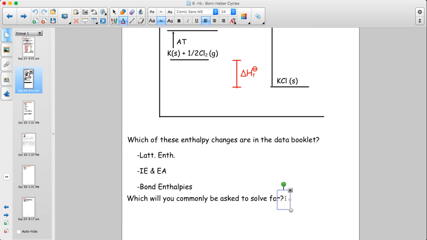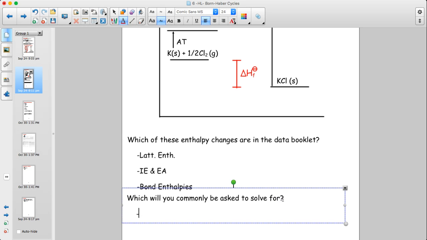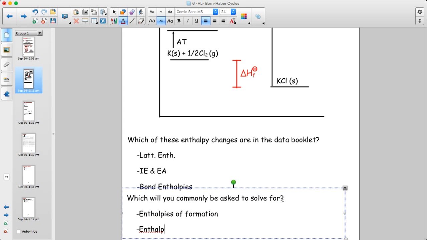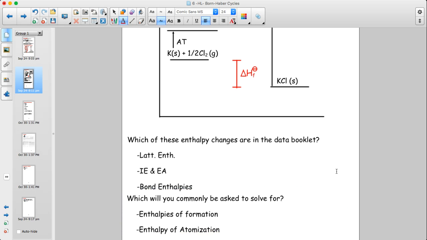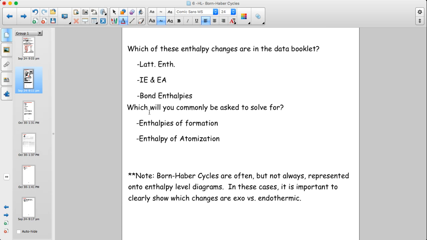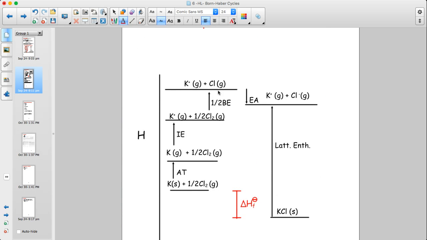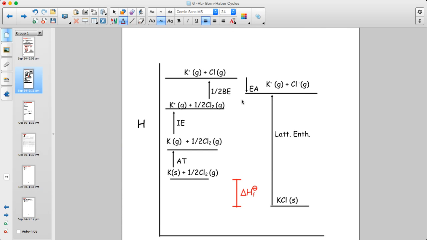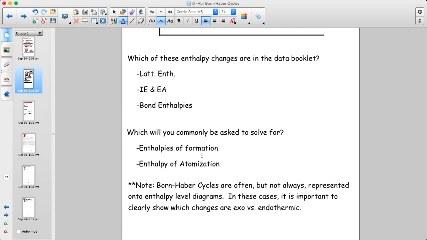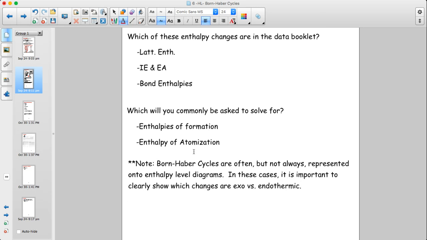So which enthalpies are you commonly asked to solve for on these questions? Well, you're asked to solve for enthalpies of formation of the ionic compounds, and you're sometimes asked to solve for enthalpy of atomization for the metal. Those are the most common questions that they ask regarding Born-Haber cycles. Besides constructing them in their entirety like this, they usually ask you to solve for one of these because they're the ones that aren't listed in the data booklet.